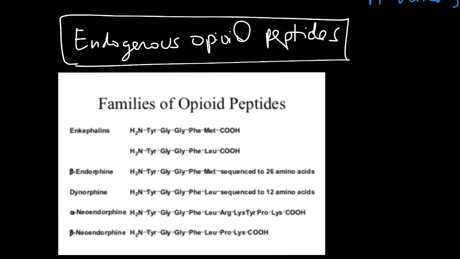Your families of opioid peptides have this same motif, or the same pattern. They're peptides, so remember, peptides have your N-terminus and your C-terminus, where you have a nitrogen at the terminus and your carbon at the terminus. They have the same motif. They start with tyrosine, glycine, glycine, phenylalanine. Hopefully, if I say this enough, you'll memorize it.